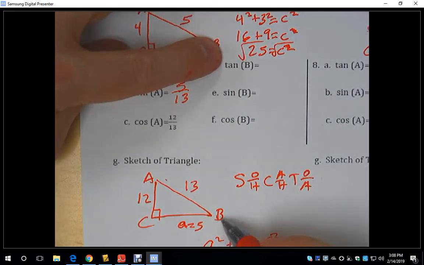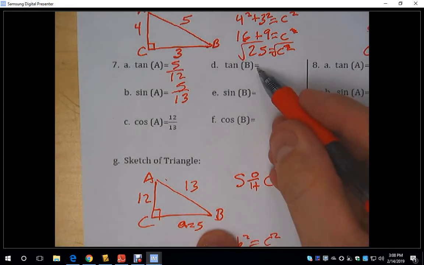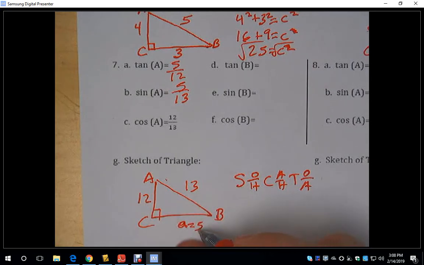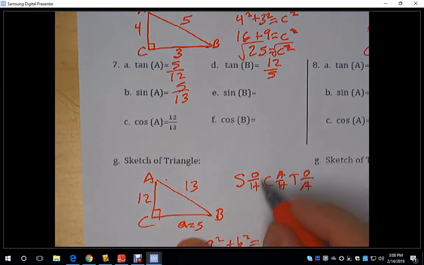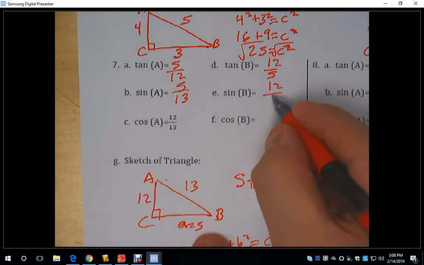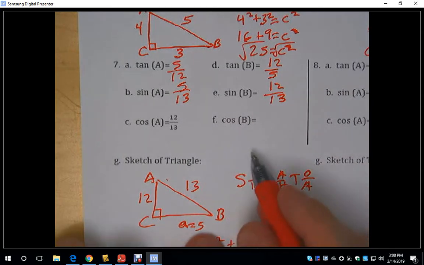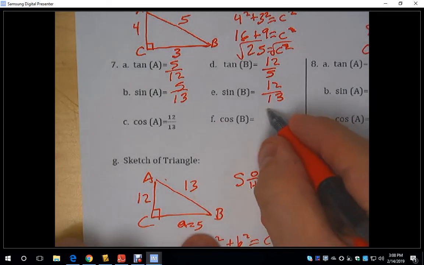Tangent of angle B, we've changed perspectives. We're looking at the angle from the perspective of B. Tangent is opposite over adjacent, so 12 over 5. Sine is opposite over hypotenuse, that would be 12 over 13. And cosine of angle B is adjacent over hypotenuse, that's 5 over 13.